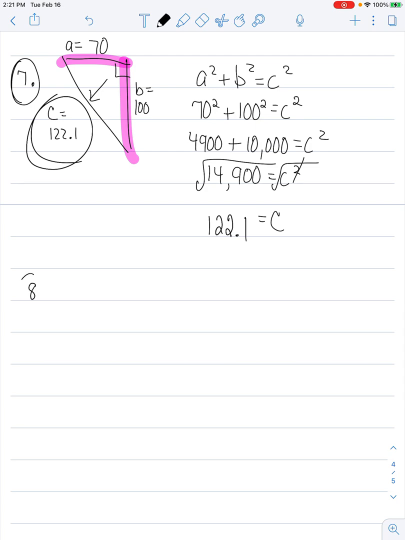Now let's look at some other examples of when we have c, when they give us c. So let's draw a right triangle.